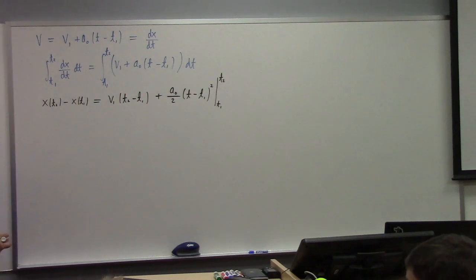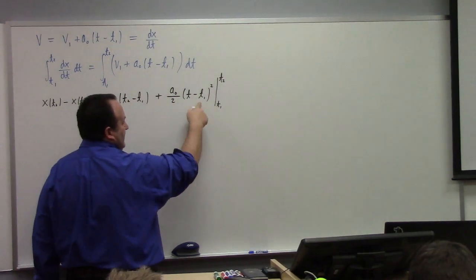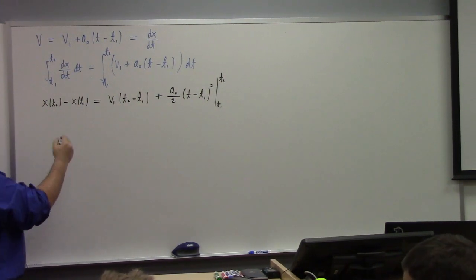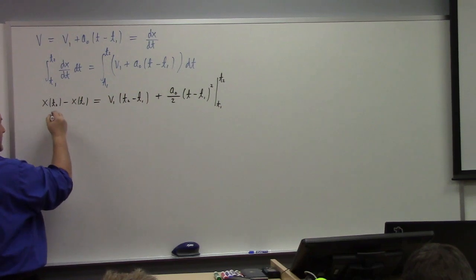So what happens? I anti-differentiated, used FTC part 2, right? The first part's so easy, I just integrated it. A constant integrated gives me the length of the integration region times the constant, in this case v1. But the second part, when I plug in t1, what happens to this? It's just 0, right? So only the upper bound contributes, and lo and behold, we find the following.